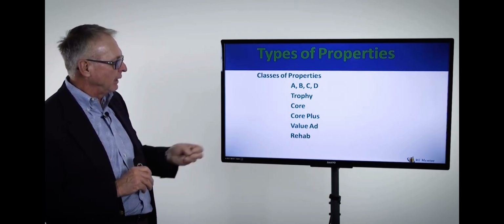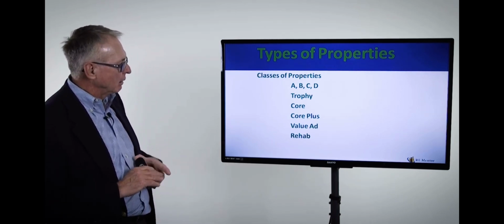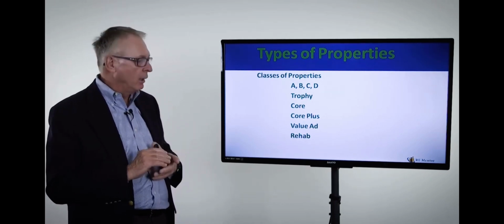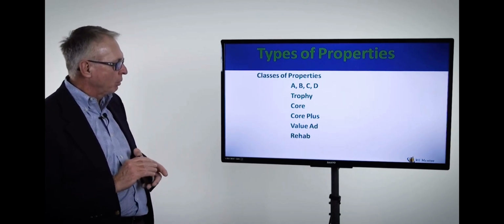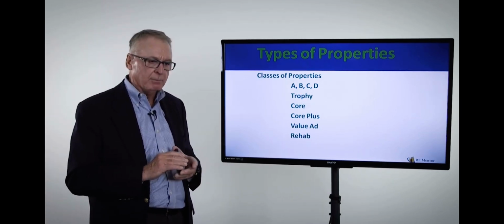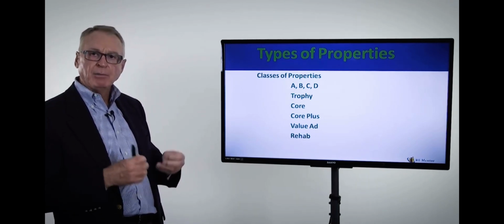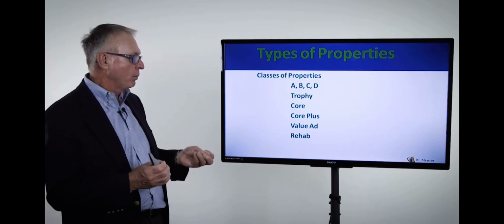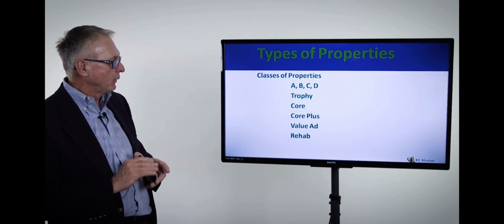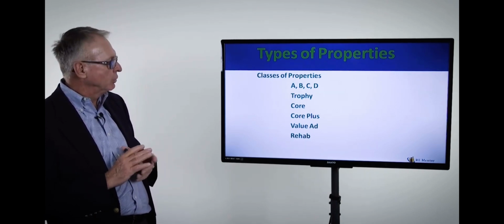Something really nice, and they call those trophy assets. Your core properties are going to be your bread and butter properties. They're going to be properties that, out in the market, are in relatively good condition. They have a nice equity play to them, and a core plus is just a little bit better.